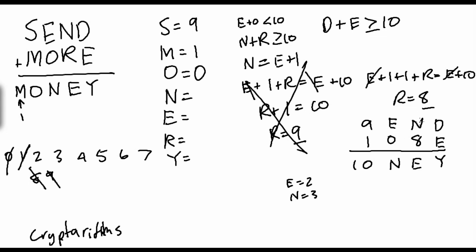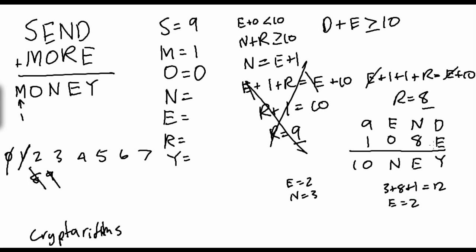So N is 3, right? N is 3, so if N is 3 and you carry over something from D and E, 3 plus 8 plus 1, the thing you carried over from DE, is of course going to be 12, which makes sense because you carry over 1 from here. Then you get E. E is 12, E is 2. So it seems to work out, right?